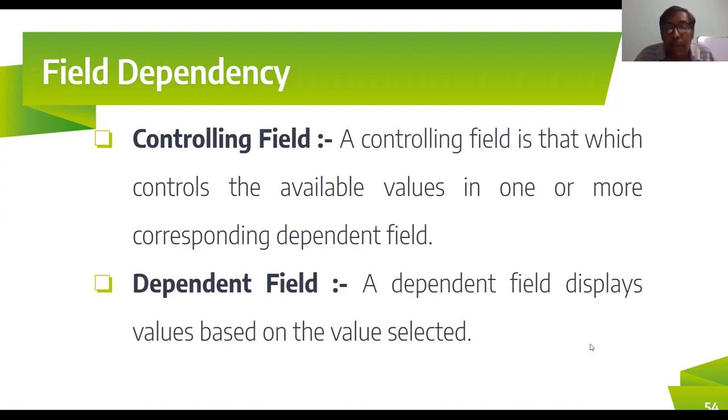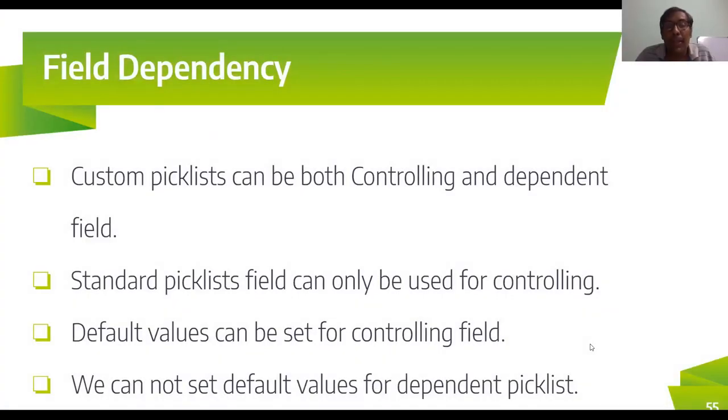Now coming to the dependent field. The dependent field displays the values based on the value selected. So if I select Bangalore, the corresponding places will be displayed. That is called the dependent field. Got it? Now, a custom picklist can be both a controlling and a dependent field.